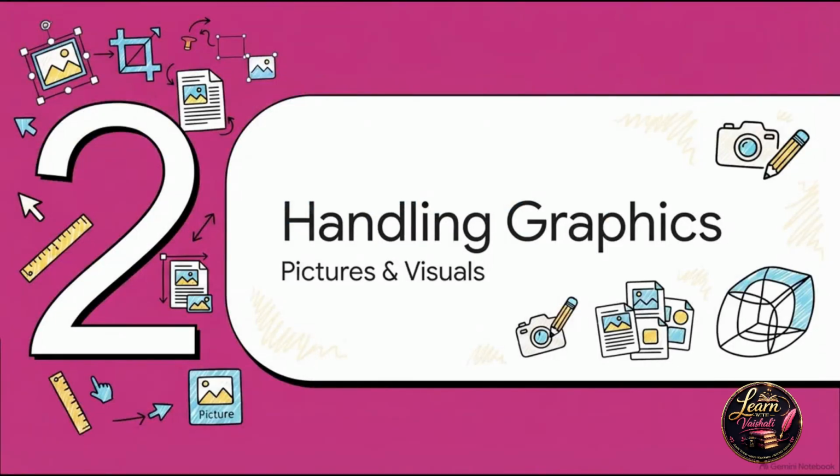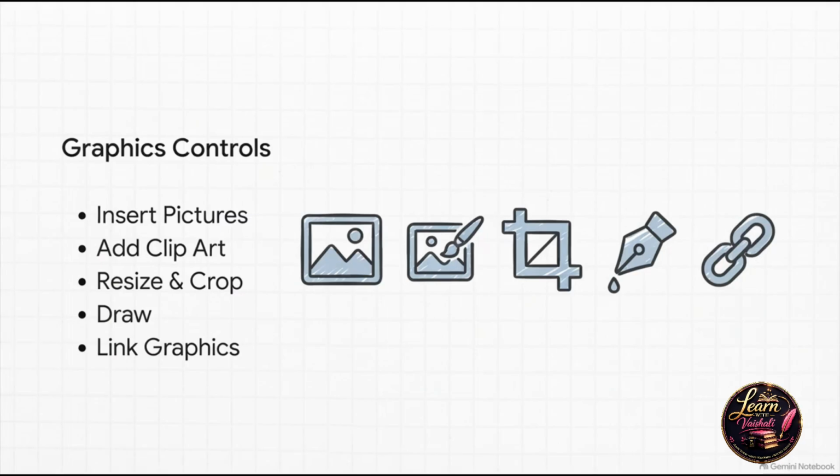Moving on to Section 2. Handling pictures and graphics. You might not realize this, but MS Word gives you a massive amount of control over your visuals. It is absolutely not just about hitting insert picture and calling it a day. You can add clip art and various objects, you can meticulously resize and crop images to fit perfectly, utilize built-in drawing tools, and even strategically link graphics directly to your document. Basically, these capabilities give you complete command over the visual narrative of your work. It's a real game changer.